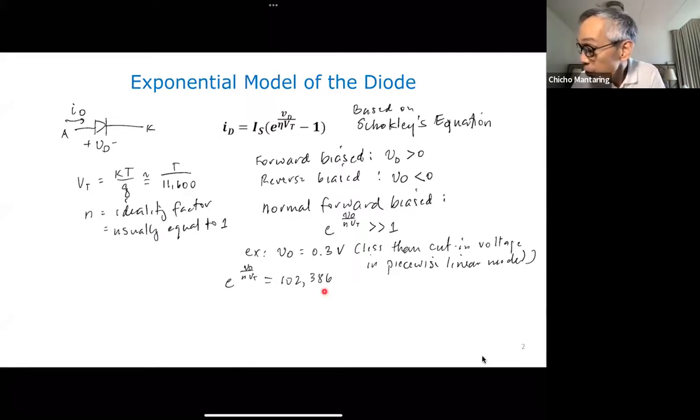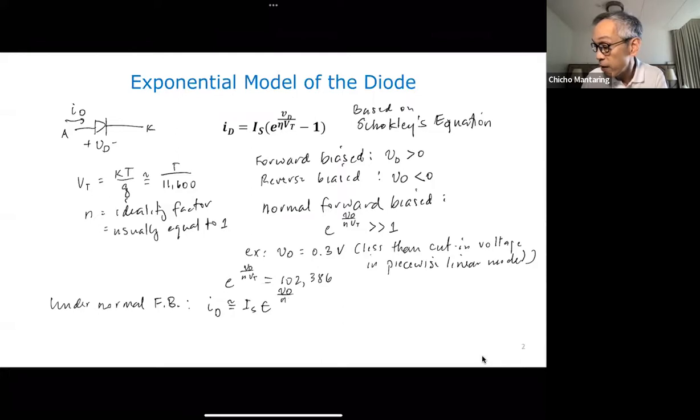So ano ba naman yung 1, itong 1, compared to this? No? That's why under normal conditions, under normal forward bias, we usually just say I sub D is approximately equal to I sub S e to the Vd over n V sub T. In other words, we just disregard this one.